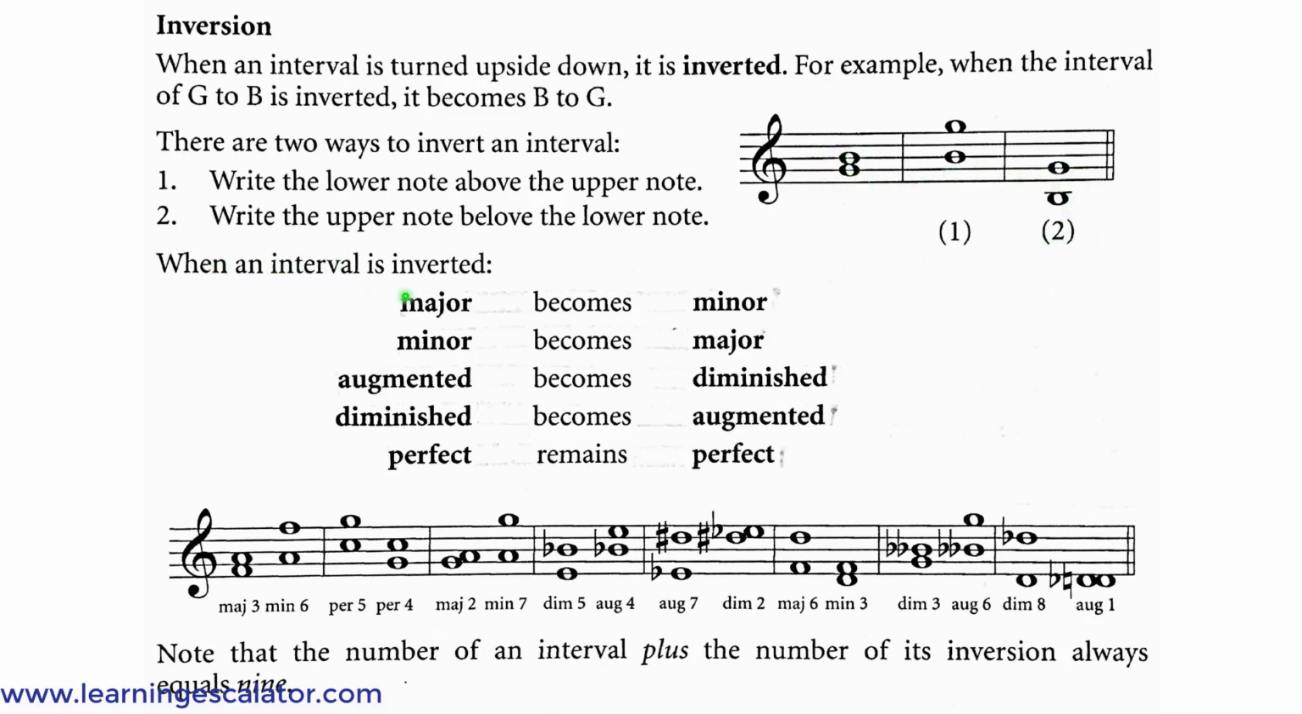When an interval is inverted, major becomes minor, minor becomes major, augmented becomes diminished, diminished becomes augmented, and perfect remains perfect. So this is a major third. Inverting it would make it a minor sixth, perfect fifth, perfect fourth, and so on. Note that the number of an interval plus the number of its inversion is always equal to 9.